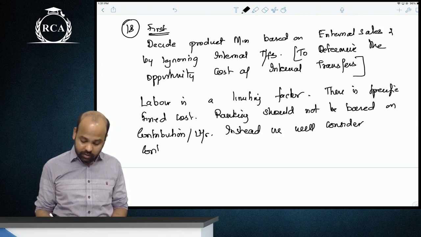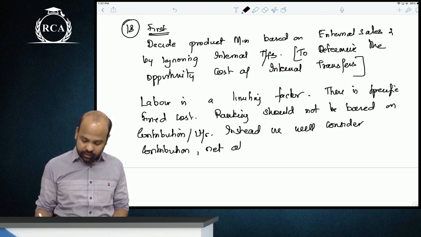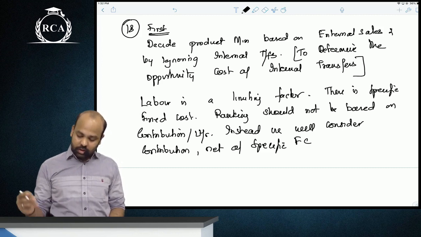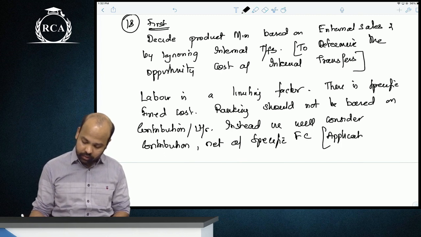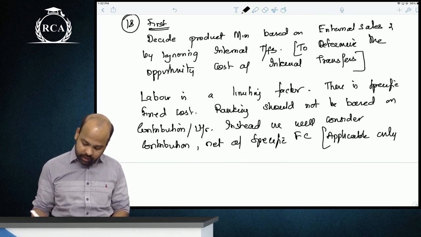Contribution net of specific fixed cost. But there is a drawback for this also. Applicable only when we rank.